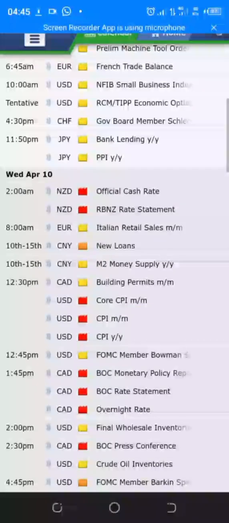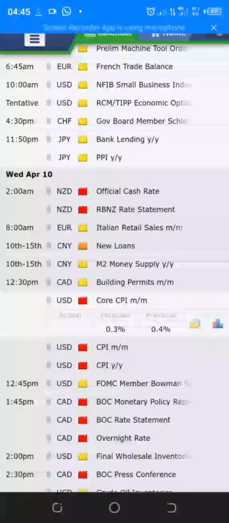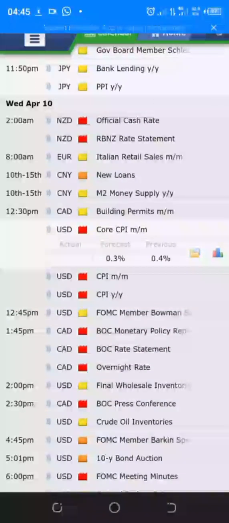And that news is about CPI. What does CPI mean? CPI stands for Consumer Price Index. And as I said earlier, economists in the United States are saying that for Wednesday 10th of April 2024 the Consumer Price Index will be 0.3%. Now if the actual is greater than the forecast, let's read what will happen. We'll click on this open envelope here.